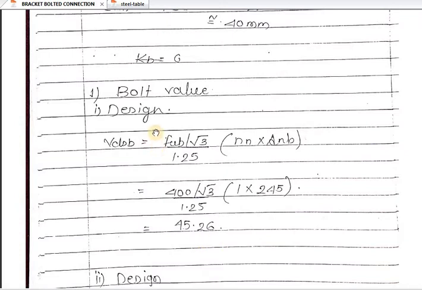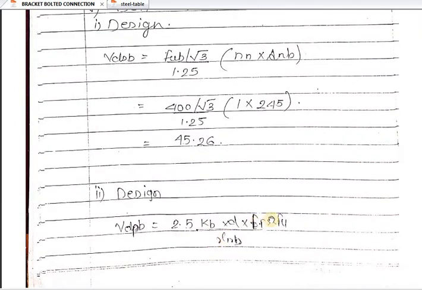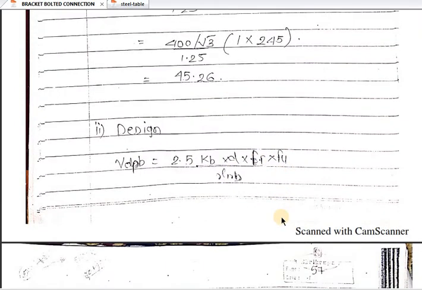So this is nothing but the design shear strength of bolt. So the design shear strength of bolt comes to be 45.26. Next is the design bearing strength of bolt. How do we find out the bearing strength of bolt?